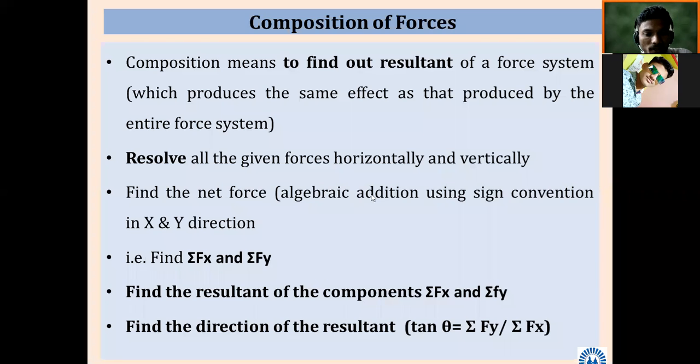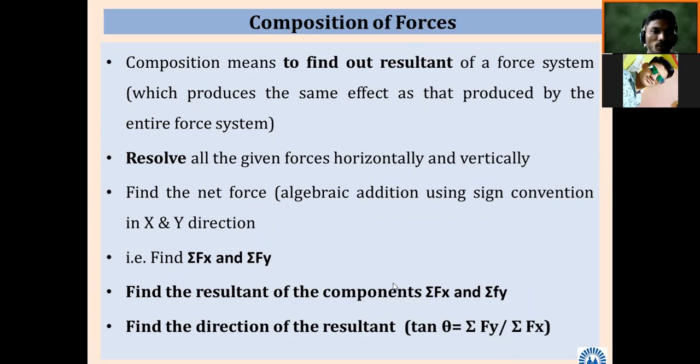You can give the title, composition of forces. What does composition mean? Composition means to find the resultant of a force system, which produces the same effect as that produced by the entire force system. If a number of forces act on a body, what will be the total effect? That we are going to find out by calculating the resultant. So how do we find the resultant if a number of forces are acting on a body?